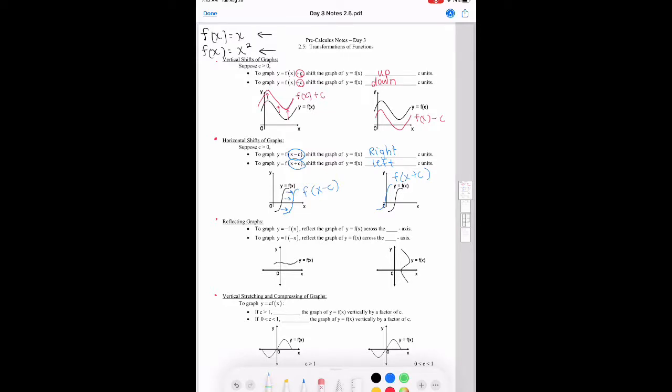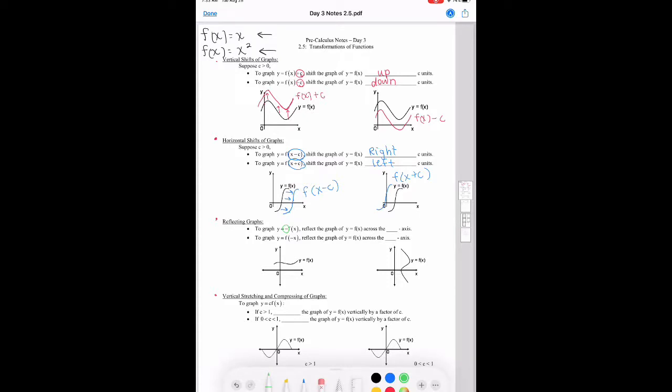So now we have reflections. So if you hear the word reflection, automatically think that we're multiplying by a negative, okay? Or if you see a negative, automatically think the word reflection. Okay, so if the negative is on the outside as such, again, think vertical. So if we're reflecting vertically, that means I'm taking my graph and I'm flipping it either up or down. Okay, so let's draw that.